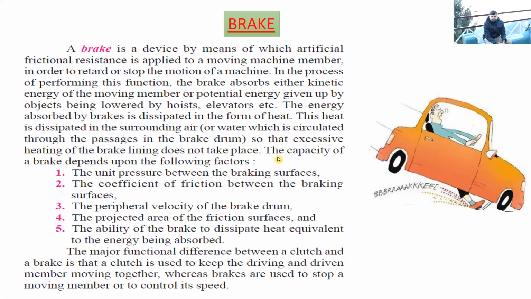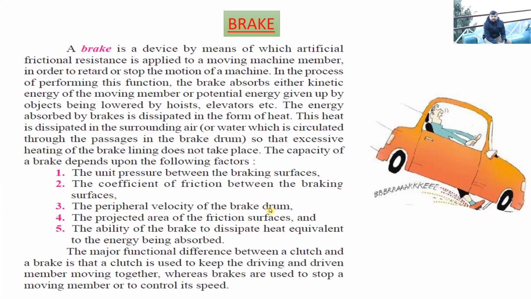Now, we will have various braking materials, or various materials which will work as a brake, or which will be applied as a brake lining on the braking system. Okay, so what are the factors on which this material depends? First, the unit pressure between the braking surfaces, the amount of pressure which we are applying on a brake, and ultimately that brake is applying that much pressure on the moving object. Then second is the coefficient of friction between the braking surfaces. Obviously the friction is there, so the coefficient of friction plays a very important role.